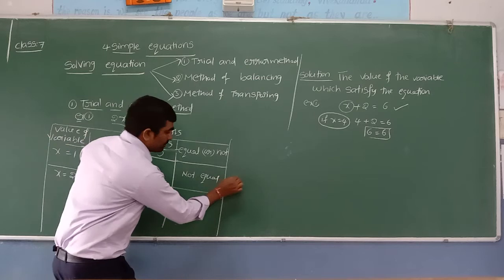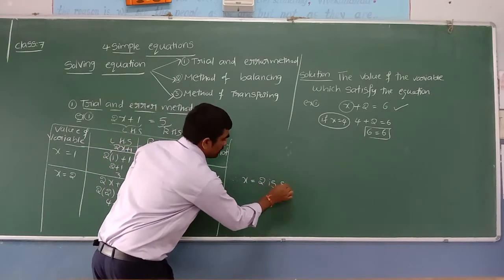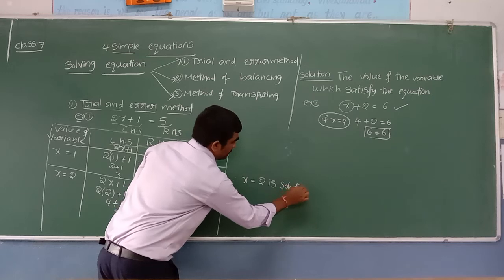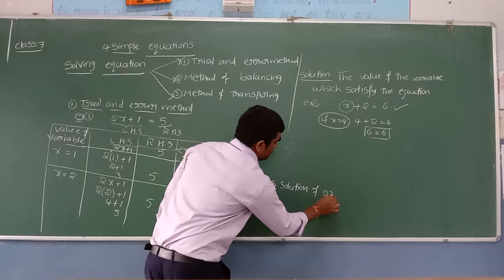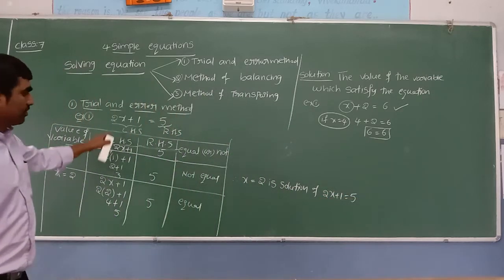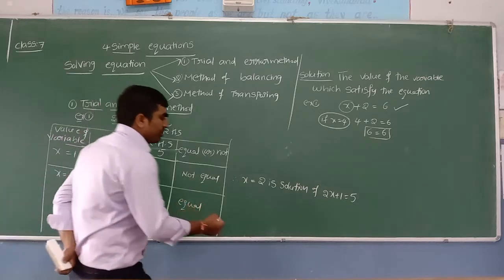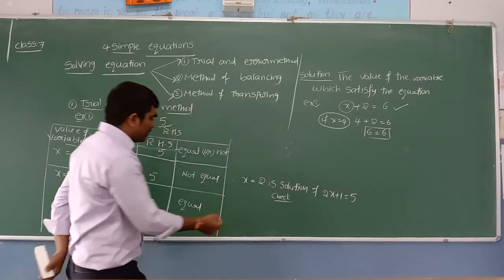We can write now, therefore x is equal to 2 is a solution of 2x plus 1 is equal to 5, the given equation. You can go for checking also, whether it is correct or wrong. Checking is already done here.